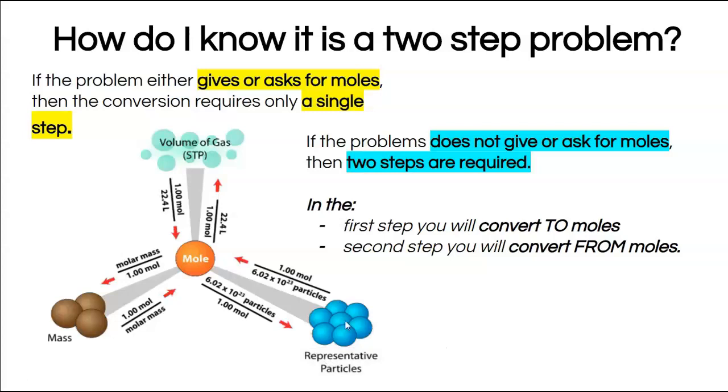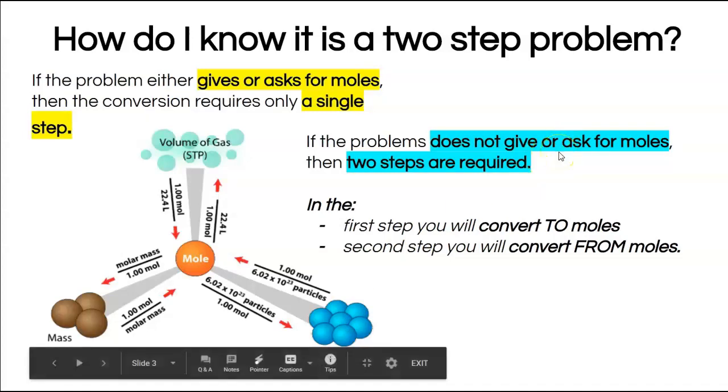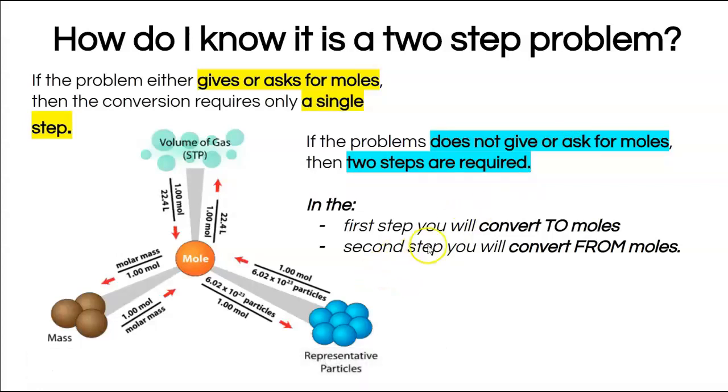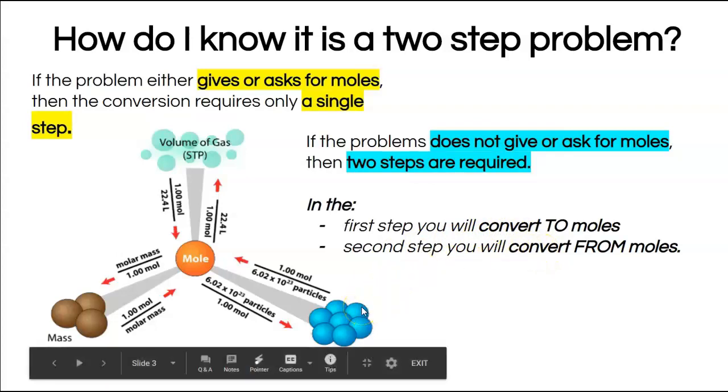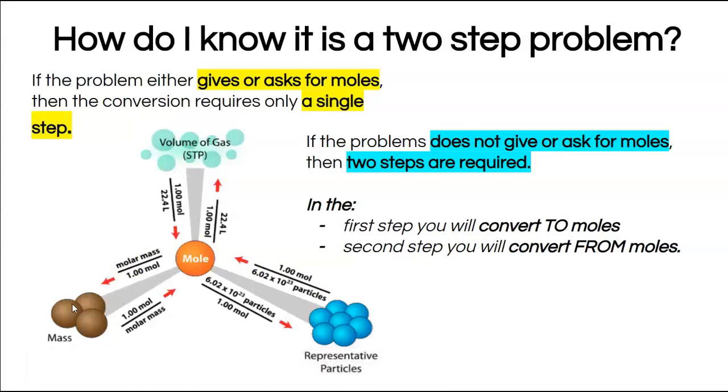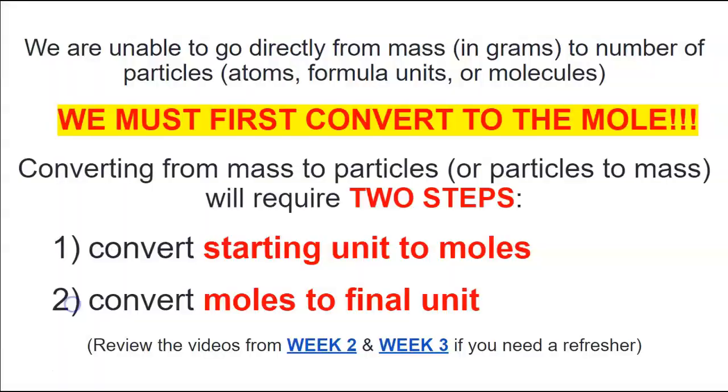However, if your problem does not give you moles and it doesn't ask for moles, then you're going to have to do 2 steps. The first step, you're going to convert to the mole, and the second step, you're going to convert away from the mole. So I'm going to convert from particles to the mole, and then from moles to grams. That's 2 steps. So that's how you're going to be able to tell the difference. So let's work through some examples.